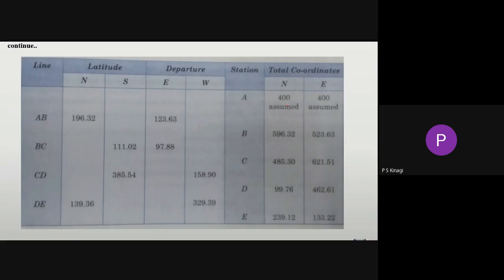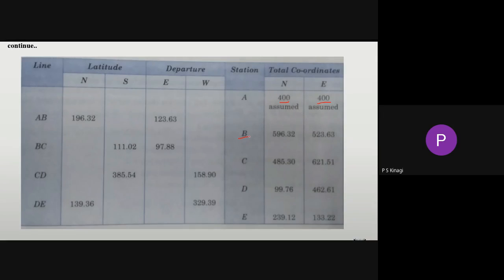For here, you have to assume the coordinate of the A point is 400, 400. You can assume 100, 200, whatever value you consider, but you have to make the coordinate of the A point the same on both axes. Don't consider 100, 200 like that. If you consider 100, then both sides it is 100, 100.